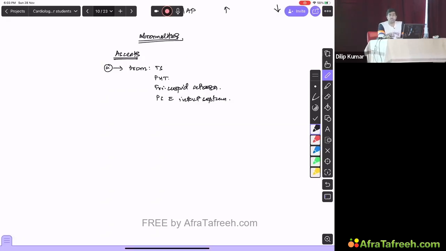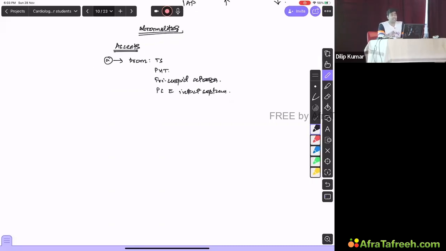Remember, TOF will not cause the large A wave. Why? Even though in TOF you have infundibular pulmonary stenosis, right? One of the features of Fallot's tetralogy is infundibular pulmonary stenosis. Yes, but because of the VSD, the pressure is shunted to the other side. That's why you will not get large JVP. But in the majority of congenital heart disease, JVP will be inconspicuous only. You need not comment on the JVP. This is a universal rule, generally.